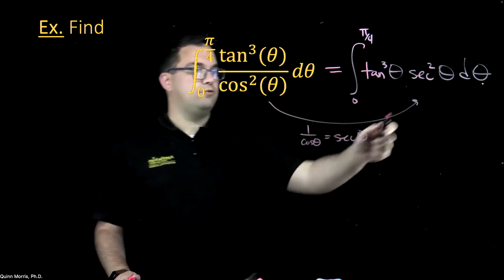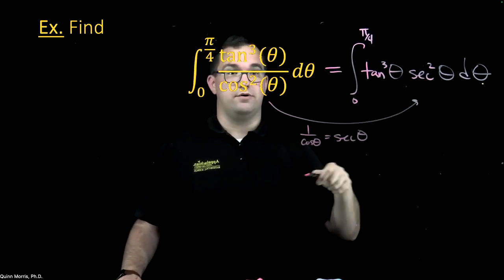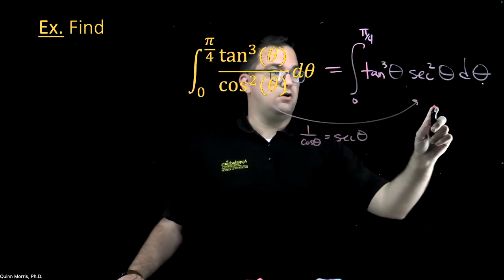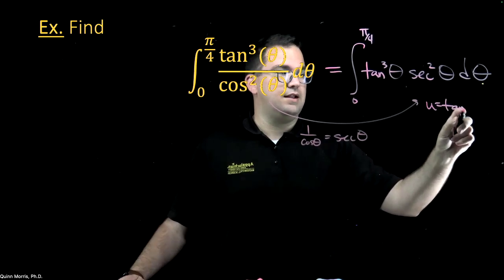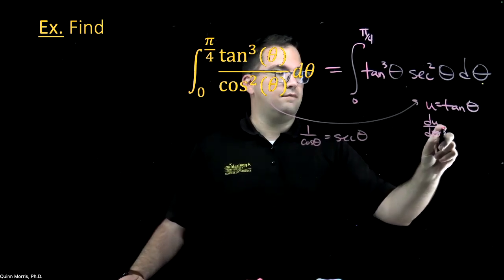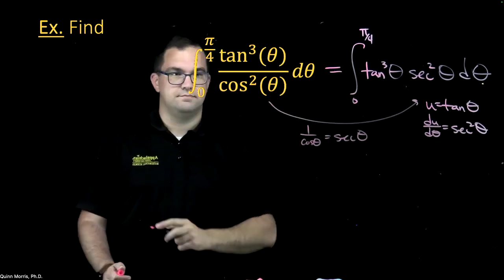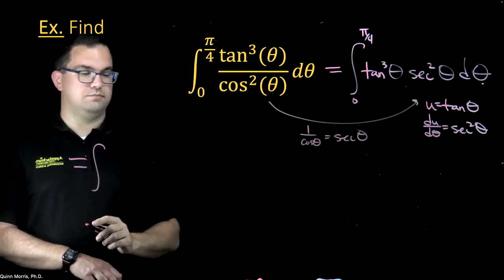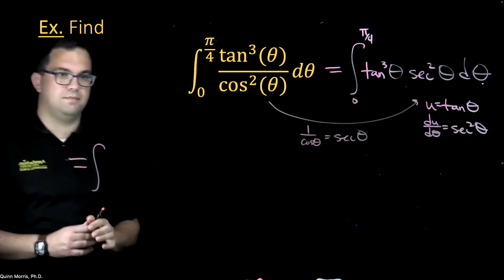All right, so now doing that, I now see a tangent of theta and I see a secant squared of theta. So I do see a function and its derivative. So I'm going to try here the substitution, let u be tangent of theta and let du d theta be secant squared theta. So if I do that, my transformed integral becomes, well, sorry, let me pause for a second here.